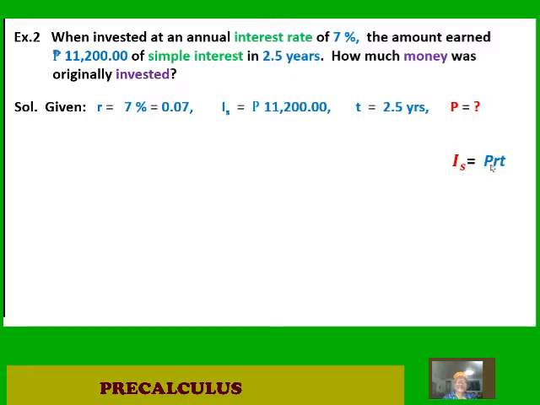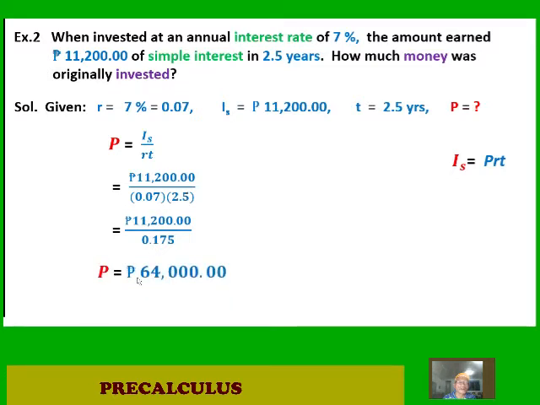So from the formula, solving for P in this equation, P is simple interest divided by rate times time. Interest is 11,200, rate is 0.07 times time 2.5. So simplify the denominator, then divide, that is equal to 64,000 pesos.